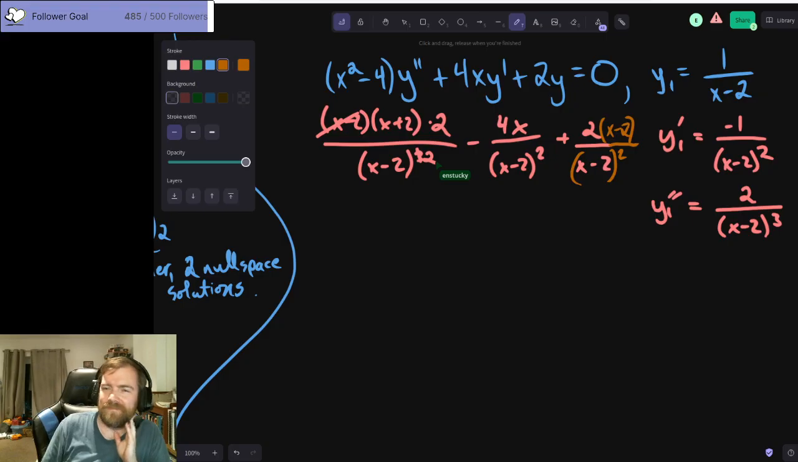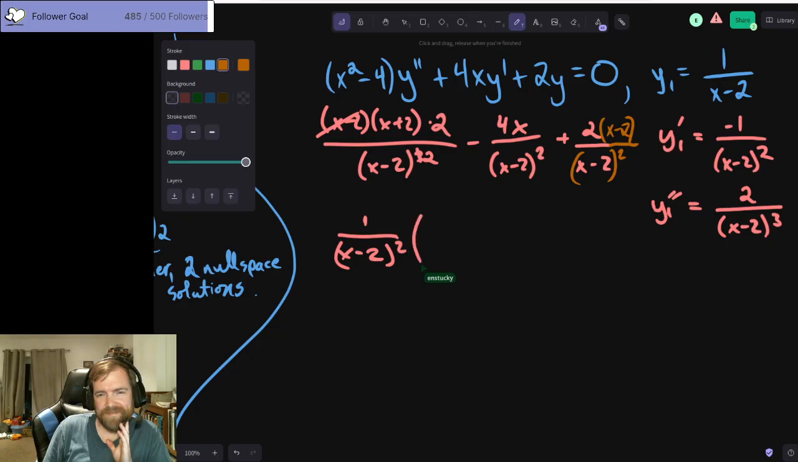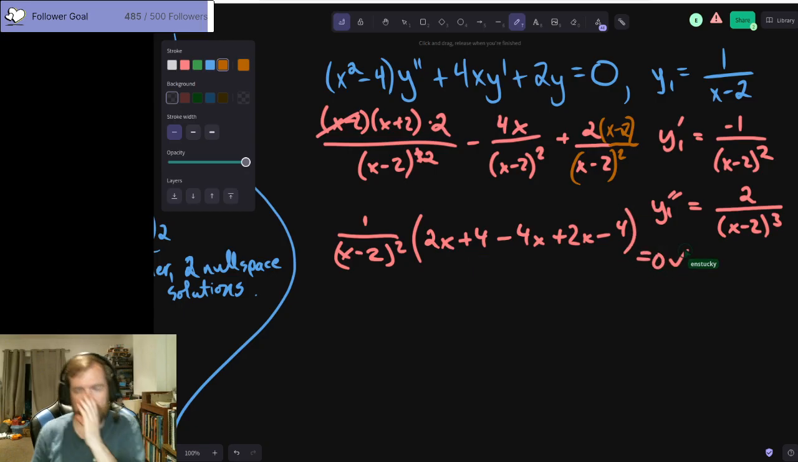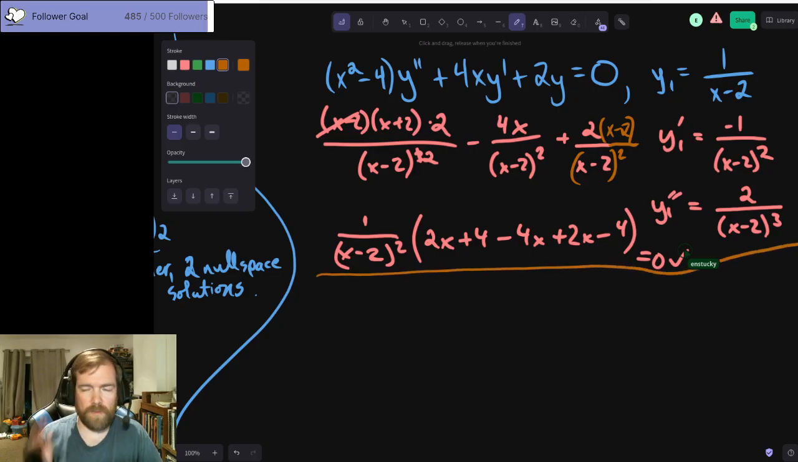Good. So we're going to have 2 squared, and then upstairs we're going to have 2x minus 4x plus 2x minus 4. That should be a plus 4. Okay, and yep, that's 0. Very nice. So we get all the polynomial stuff to be equal to 0, and therefore it doesn't matter what we took out. Now I've at least proven that y1 is a solution.